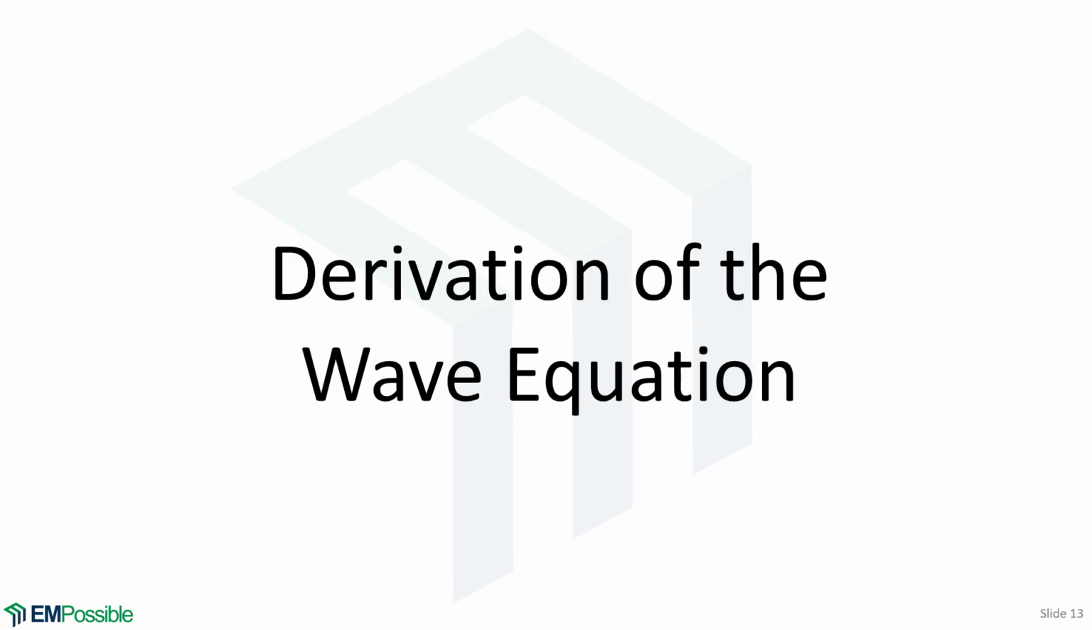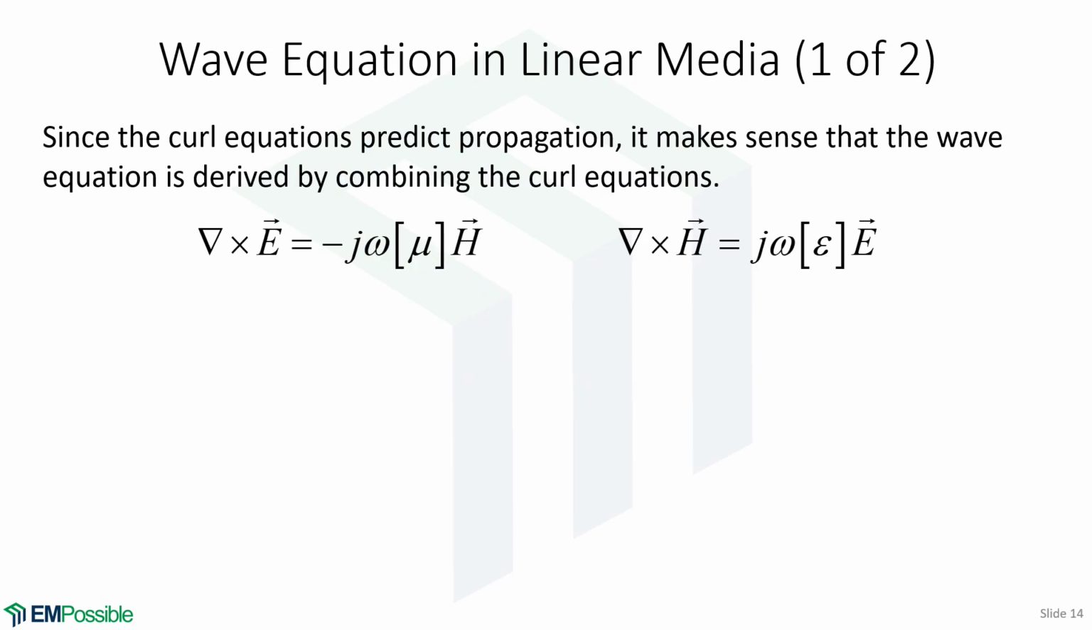Derivation of the wave equation. It was Maxwell's curl equations that predict waves, so it makes sense then that the wave equation comes from some kind of combination of the curl equations. And in fact, that's exactly what happens. We substitute one into the other, and we get the wave equation.